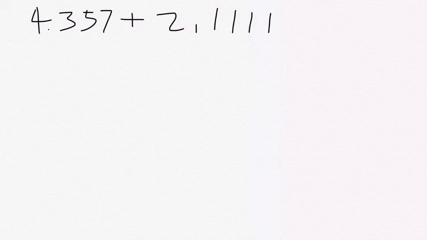Maybe 4.357 plus 2.1111, right? What you do basically is you just add it like you would add a normal number. So 6.4681. And you look not at the sig figs of the two numbers that you're adding, but the number of decimals, so the number of digits to the right of the decimal, so the number of decimal places.